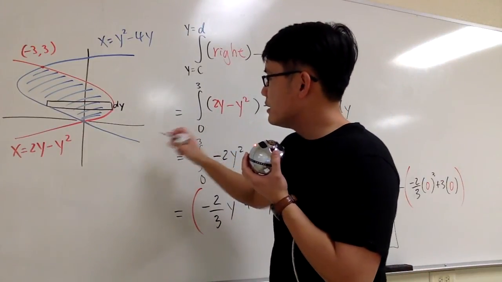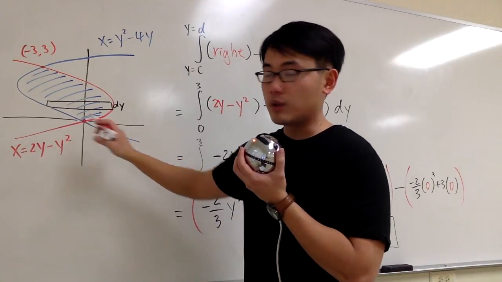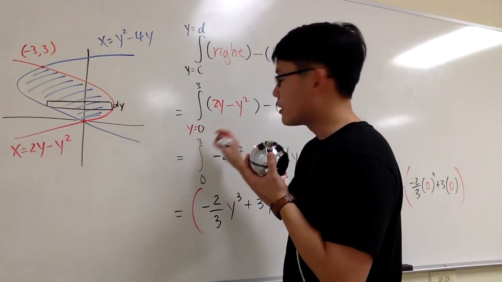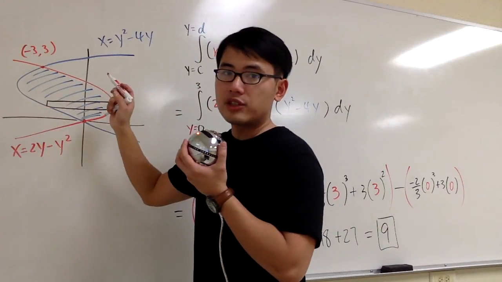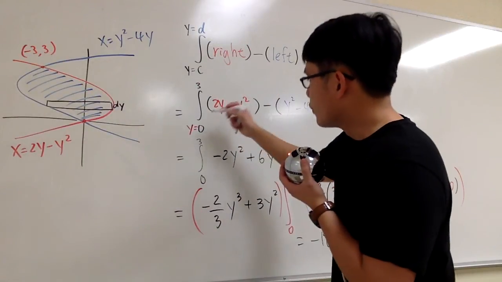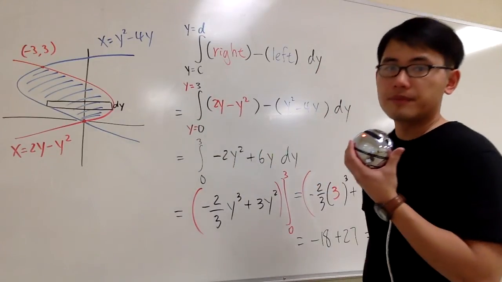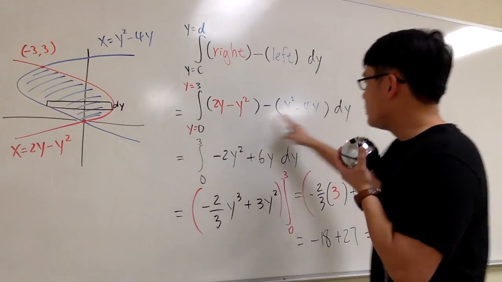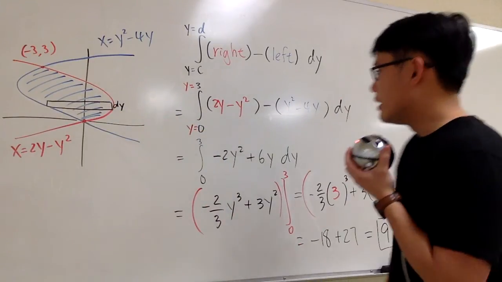And right here, this is from 0 because the intersection is at (0, 0). So the y value starts at 0, and then we go up. And this is another intersection, and we only care about the y value. So y begins at 0 and ends at 3. And now this will be the integral that we need to use to find the area of that region.